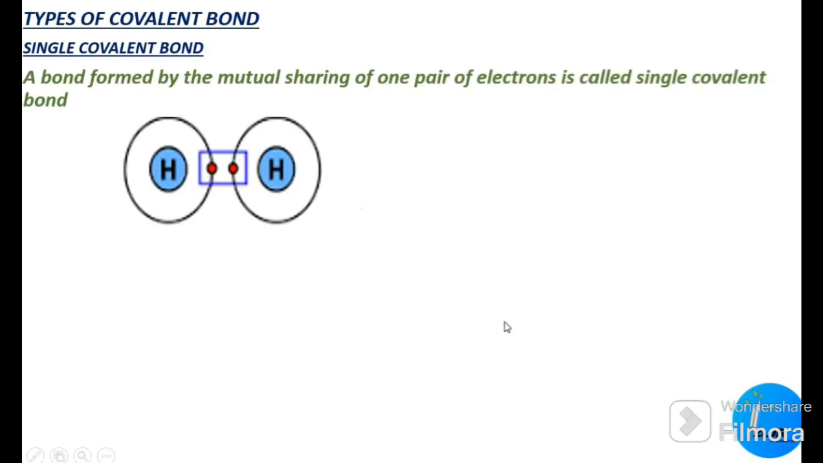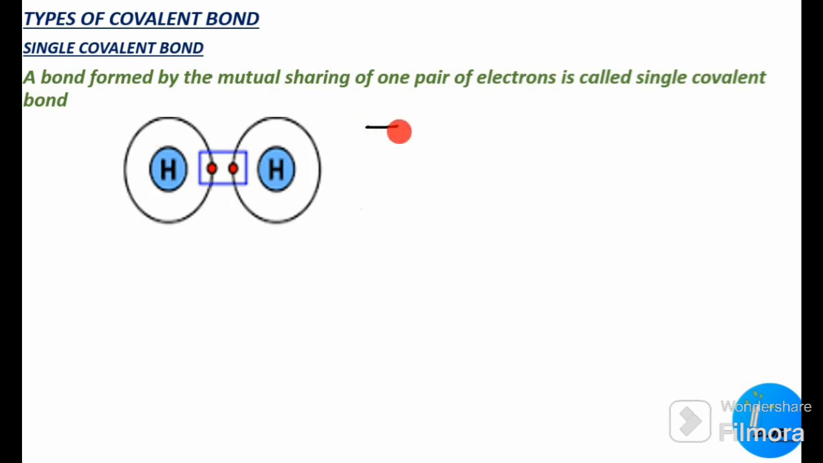Now we shall see the types of covalent bond. Under the types of covalent bond, we have three types: the single covalent bond, double covalent bond, and the triple covalent bond. So let us see the first type, the single covalent bond. A bond formed by the mutual sharing of one pair of electrons is called a single covalent bond. That is, the covalent bond is formed by sharing of one pair of electrons, and this is represented by a single dash.